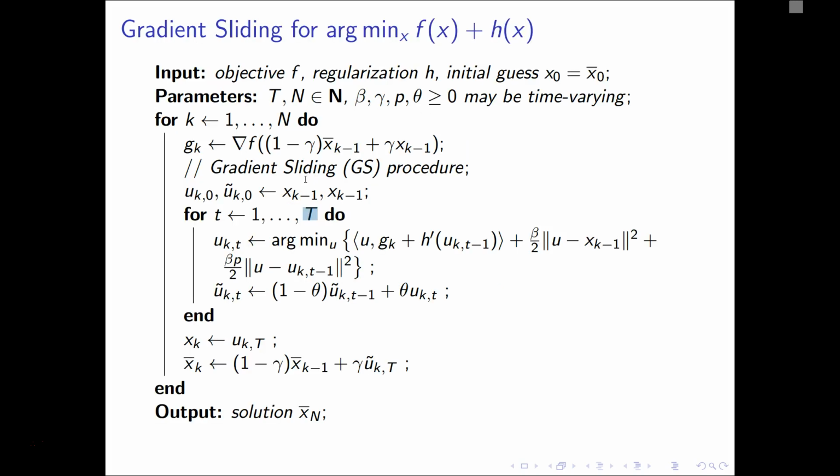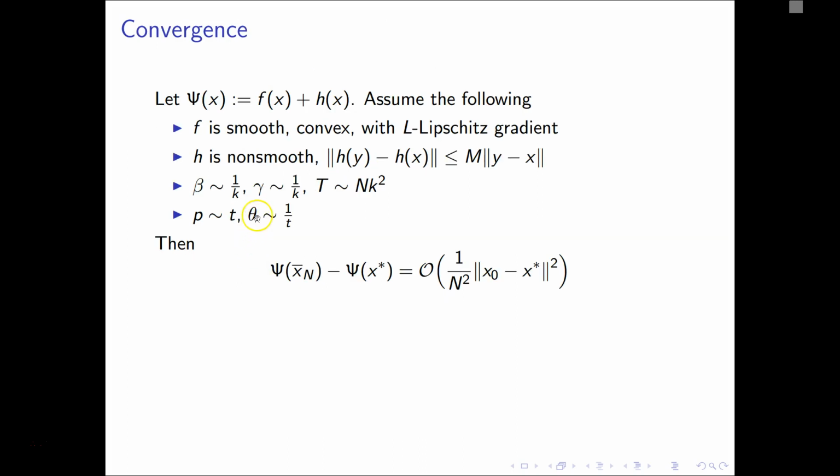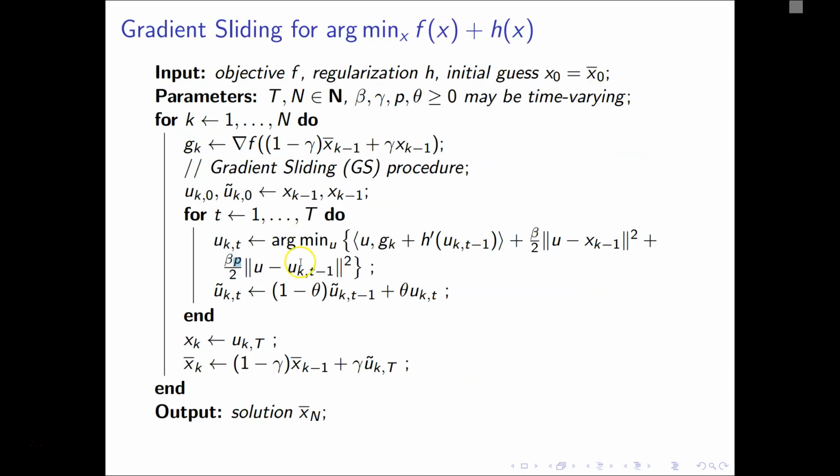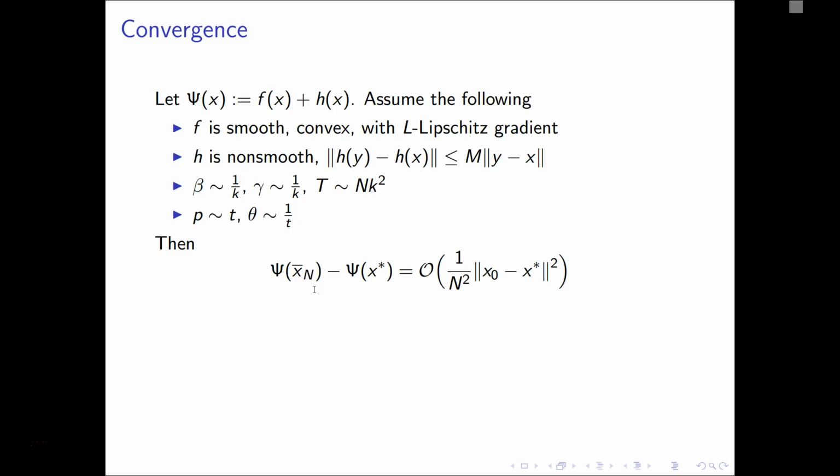And p here is the extra coefficient you add in the linearization in the inner loop. Also, you have this theta here, also diminishing, that corresponds to the acceleration in the inner loop. With all these things set, we get the 1 over n squared convergence. Notice that this is the same result as we had before, because we are not really improving.